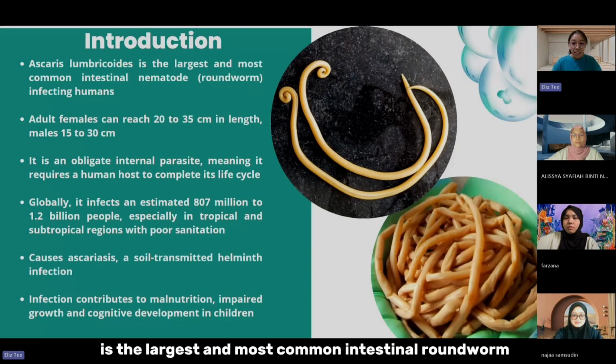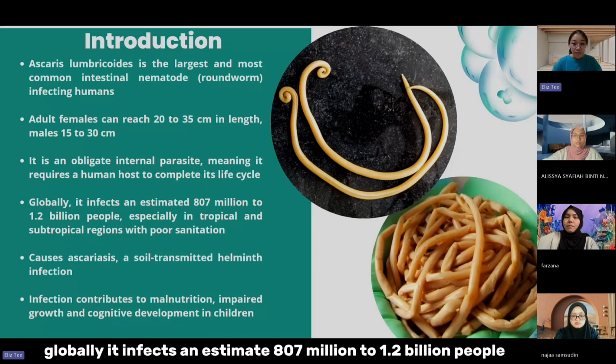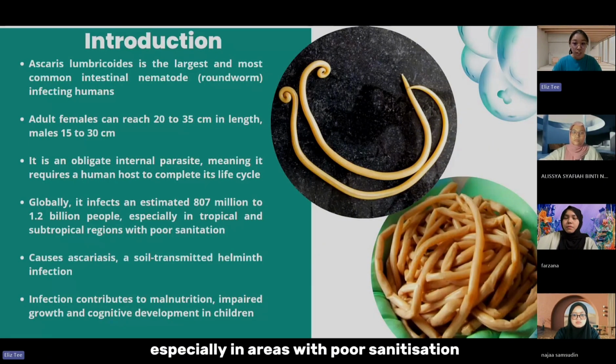Ascaris lumbricoides is the largest and most common intestinal roundworm infecting humans, with females reaching up to 35 cm and males up to 30 cm. Globally, it infects an estimated 807 million to 1.2 billion people, especially in areas with poor sanitation, and can significantly affect children's growth and cognitive development.